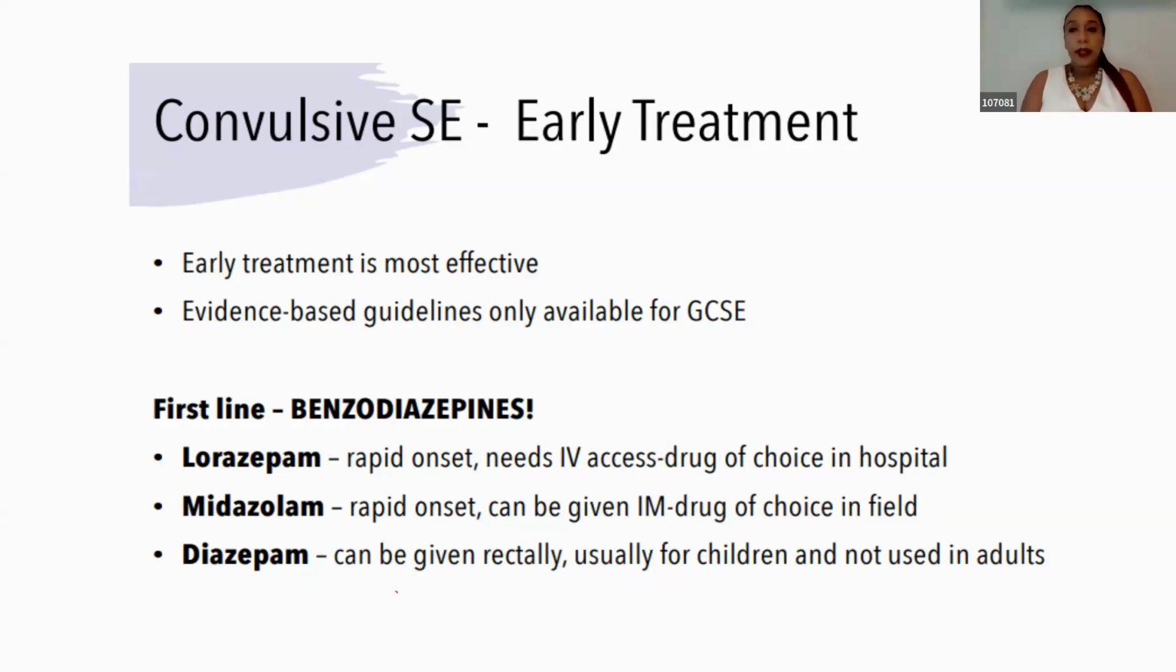So the first line of treatment, again, benzo, benzo, benzo. So it's rapid onset, but it needs IV access. So if you're doing this, hospital is the best choice. But if it's outside of the hospital, here our EMS and emergency medical services carry midazolam, which they can administer IM, intramuscular, and that works very well. And then for outside of the hospital, for our kids, pediatricians prescribe diazepam, which you could administer rectally.